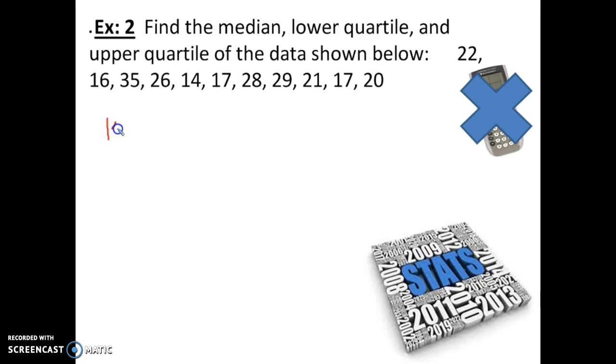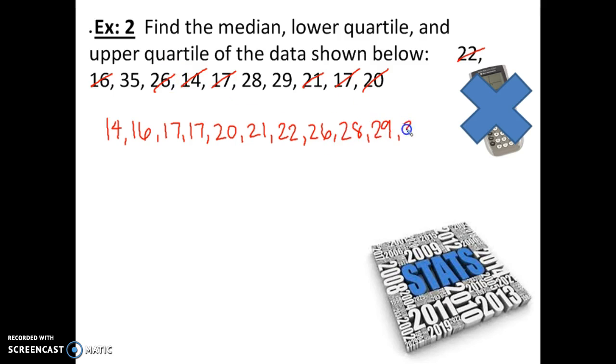So I'm going to put the 14 first, and then I'm going to go ahead and cross it out just so I don't use it again. And then I'm going to look for the next highest number, which I see is 16. Okay, then I see two 17s. Alright, then it looks like the next one might be a 20. And then that 22. It looks like, oh, forgot my 21. There's a 21 in there. Then 22. Then we've got a 26, 28, 29, and a 35.